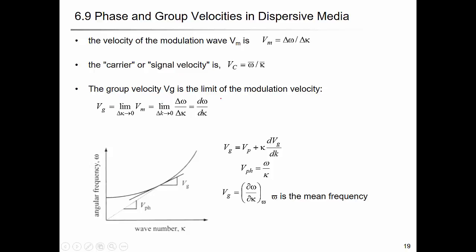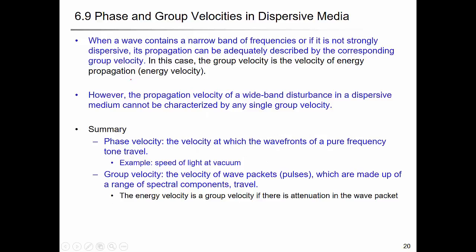So the group velocity is the limit of the modulation velocity. When this wave number goes to 0, you have d omega over d kappa, and this is the slope of the angular frequency versus wave number graph. I think this will give you more explanation.